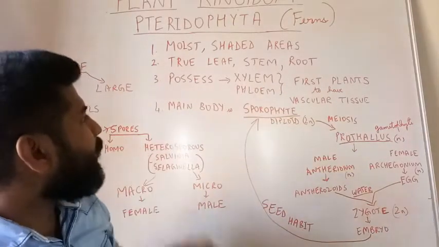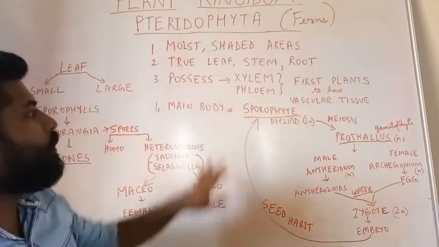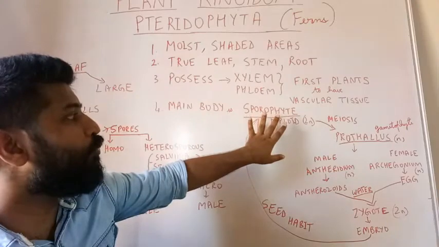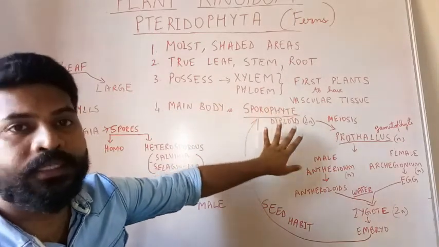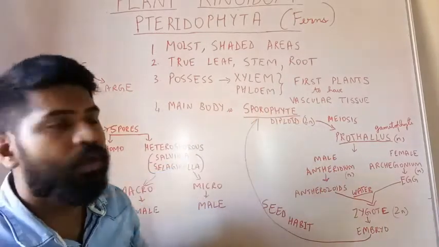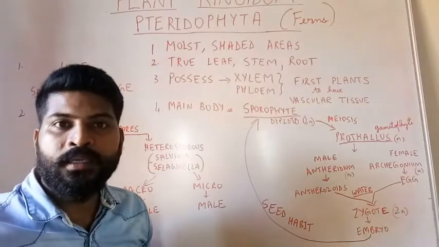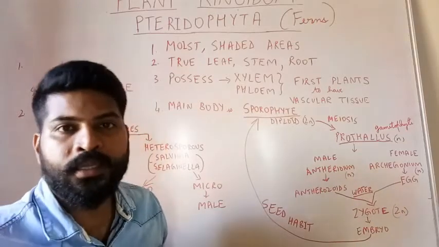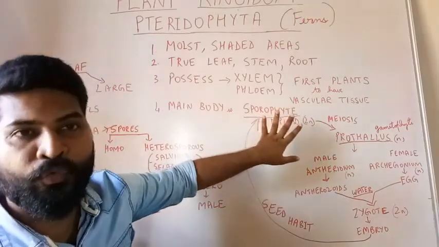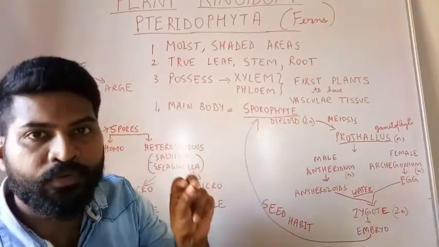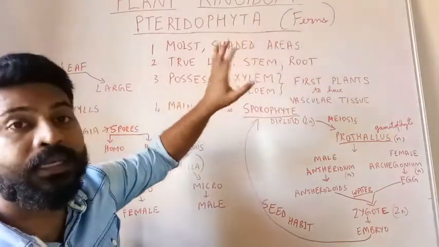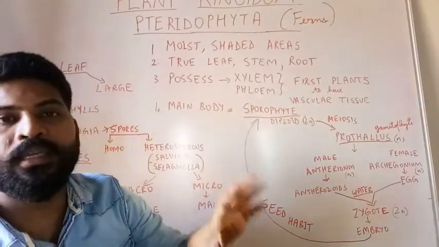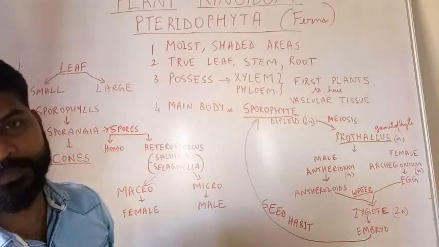The main body of the Pteridophyte or fern is a sporophyte, which is diploid in nature. They contain a complete set of chromosomes. So when you look at the plant inside the well, what you are seeing is a sporophyte, which is the dominant phase in Pteridophytes. In Bryophytes, the main plant body, the dominant phase, is a gametophyte.